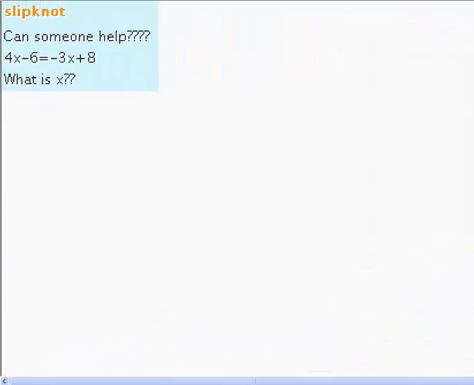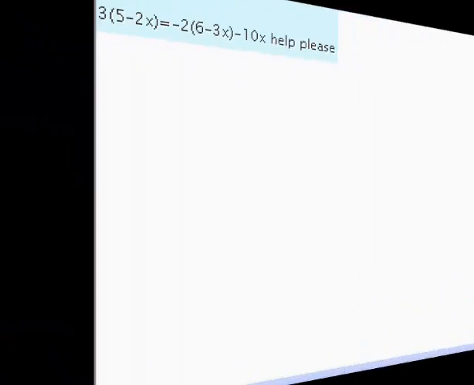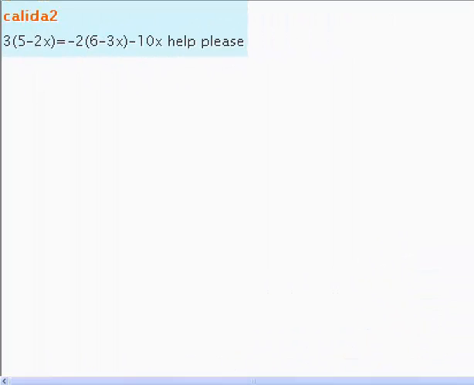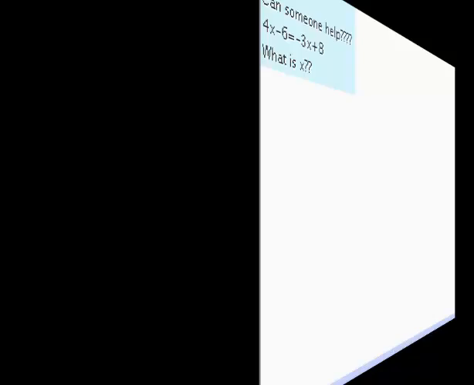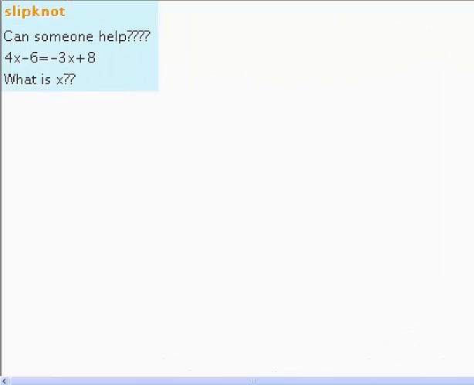Today I'll be solving two algebra questions. One was posed by Slipknot and the other was posed by Kalida 2. We'll start with Slipknot's question and then we'll carry on with the second question. The question reads, 4x minus 6 is equal to minus 3x plus 8. What is x? The goal here is to isolate x.